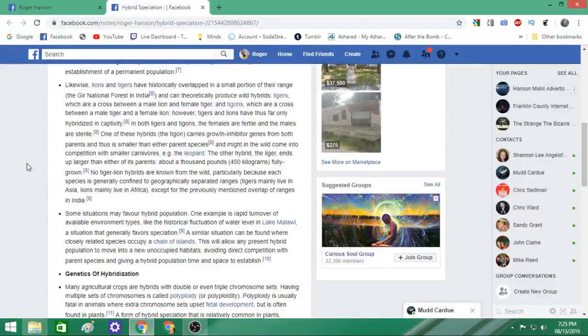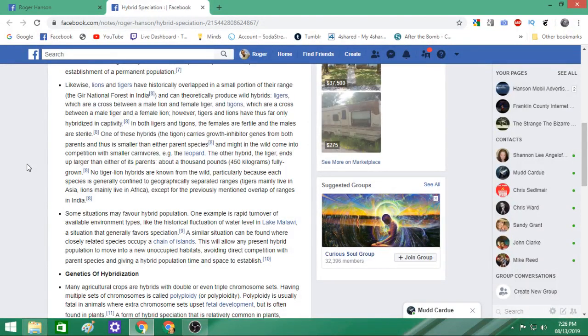One of these hybrids, the tigon, carries growth inhibitor genes from both parents and thus is smaller than either parent species and might in the wild come into competition with smaller carnivores, e.g. the leopard. The other hybrid, the liger, ends up larger than either of its parents, about 1,000 pounds, 450 kilograms, fully grown. No tiger-lion hybrids are known from the wild, particularly because each species is generally confined to geographically separate ranges.